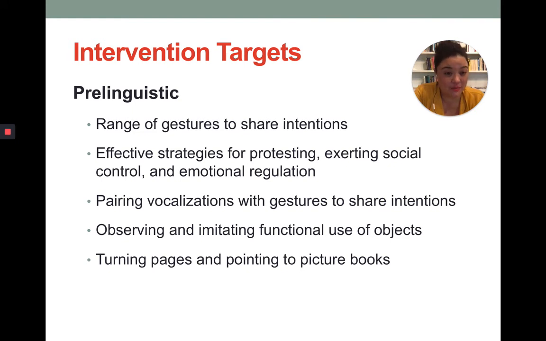It may also be appropriate to develop a learning target where they're combining both vocalizations and gestures. So again, remember one of our defining characteristics of autism is that they don't integrate gestures and vocalizations seamlessly. So that might be something that we're working on with them, right? Observing and imitating functional use of objects. So that doesn't naturally, at first, at face value, seem like a communication goal.